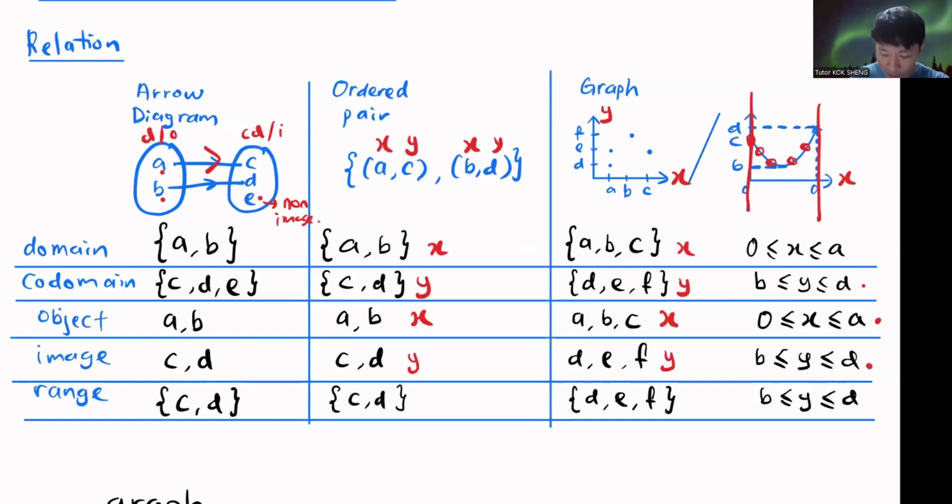Last one, range. This is exactly the same as the image. Not codomain, be careful, not codomain. Same as image only, not codomain. Codomain is everything inside the egg here. But if this particular number or letter has no line joined to it, this is a non-image. Okay, make it clear. So for your ordered pair, same, the y coordinate and the graph here, same.